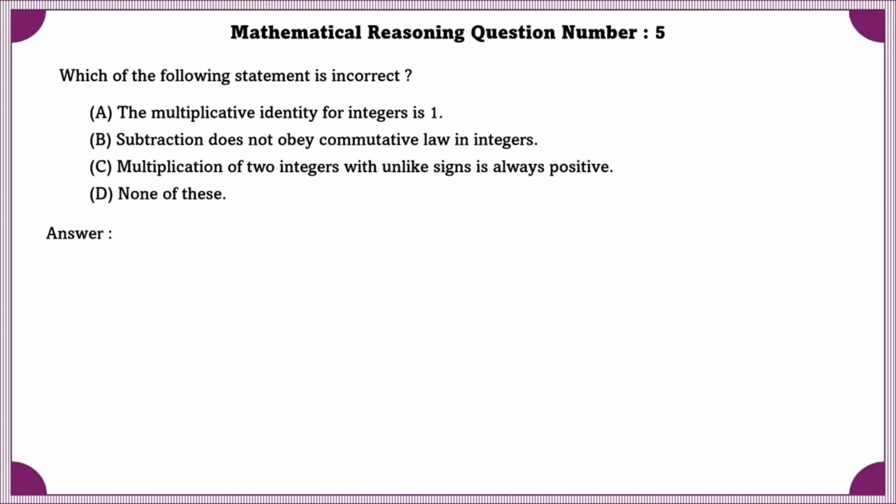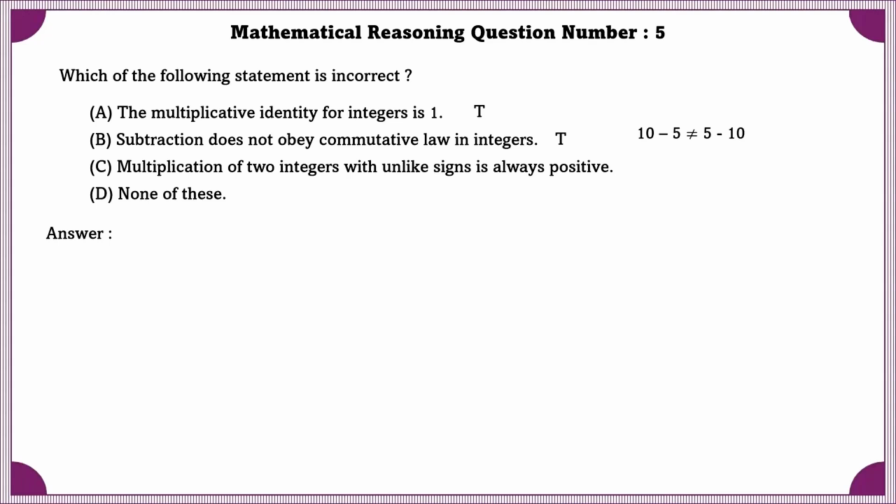Mathematical reasoning question number 5. Which of the following statement is incorrect? A. The multiplicative identity for integers is 1. Yes, this is true. If you multiply any number with 1, you will get the same number. So 1 is the multiplicative identity for integers. B. Subtraction does not obey commutative laws in integers. Yes, this is true. Because 10 minus 5 is not equal to 5 minus 10.